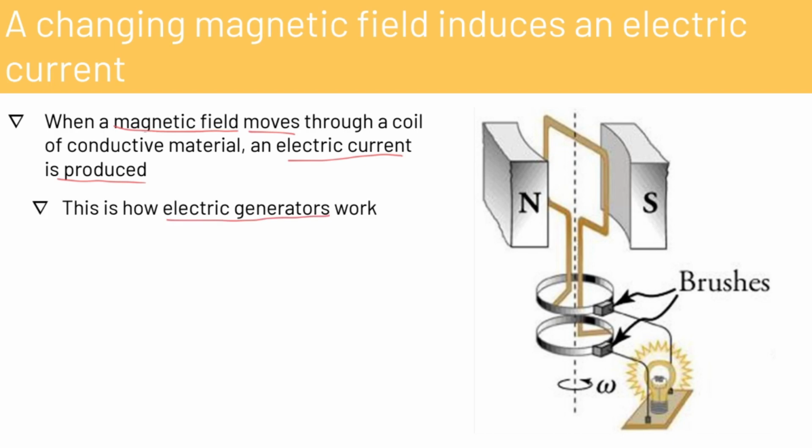Here we see this diagram where we have this coil of wire which is spinning, and the spinning of the wire means it's moving through this changing magnetic field. As it moves through the changing magnetic field, it produces electricity in these wires down here, and the wires are connected to these brushes which transport the electricity down here to this light bulb. This is exactly how electric generators work.